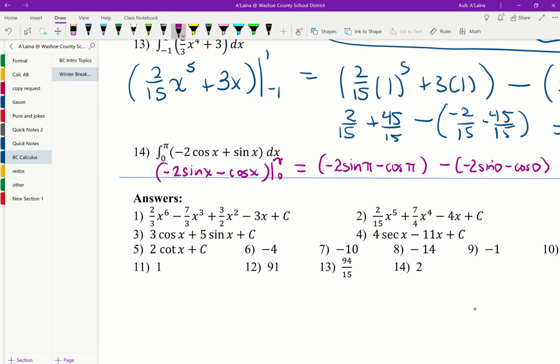Well, sine of pi is 0, so this first part zeroes out. The cosine of pi is -1, watch your negatives, minus the sine of 0 is 0, and the cosine of 0 is 1. So I end up with +1 plus 1, which is 2, and that's a match for what I got earlier. Phew, glad.